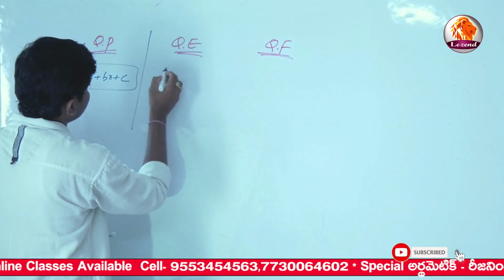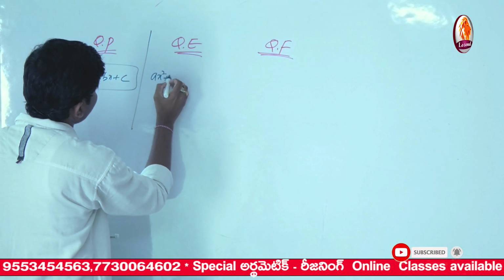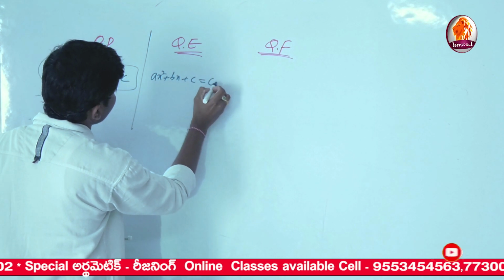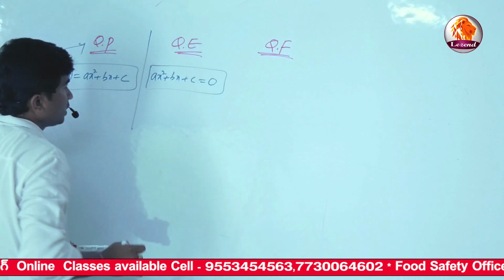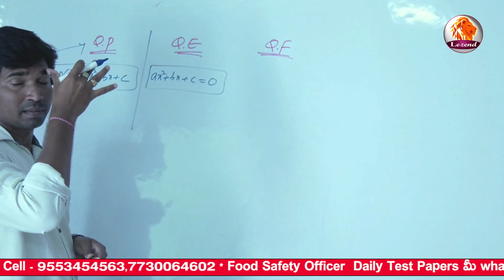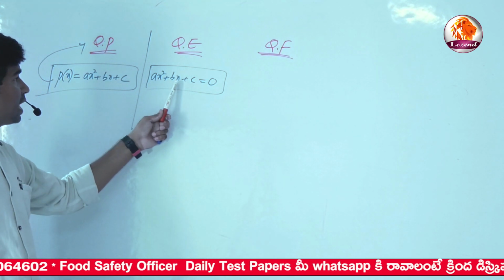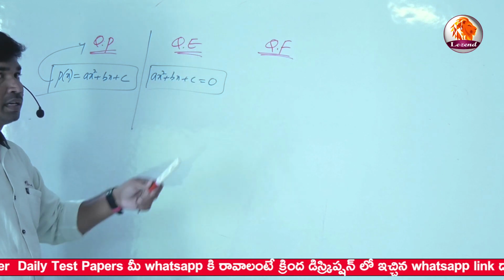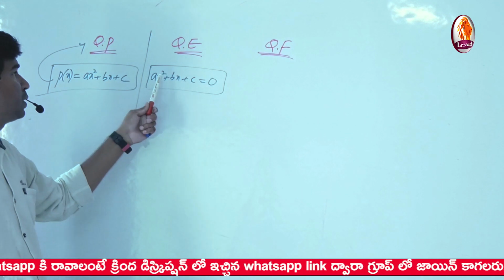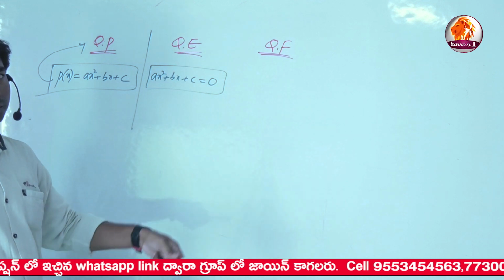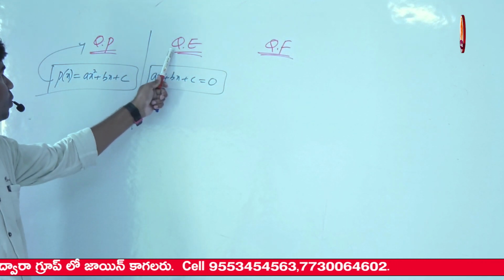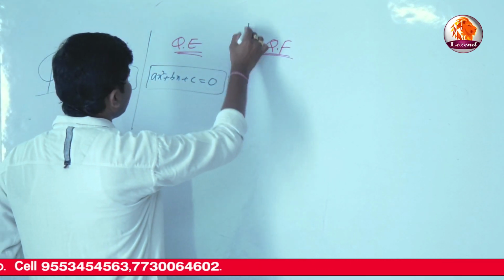QE, quadratic equation: ax square plus bx plus c is equal to 0. An algebraic expression having the equal sign is known as an equation. In this case the highest power is 2, so it is known as a quadratic equation.